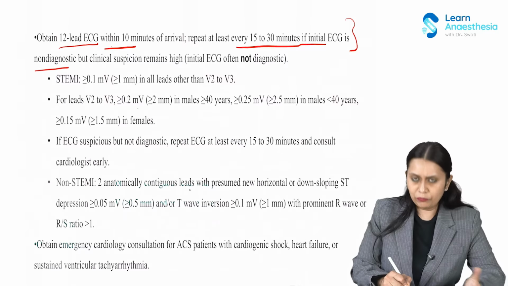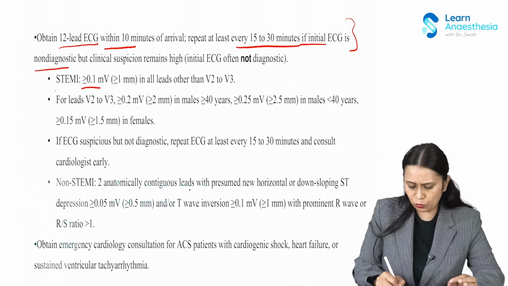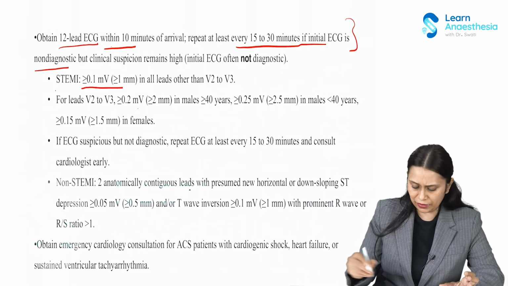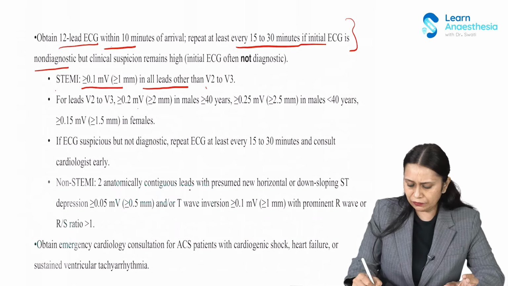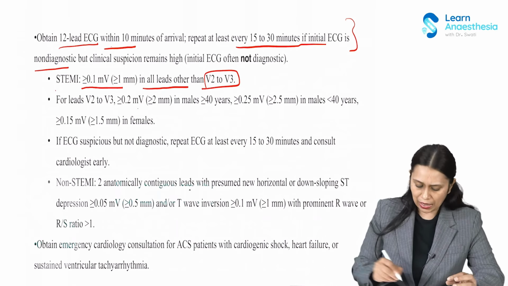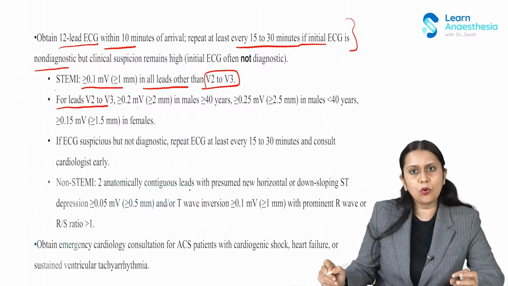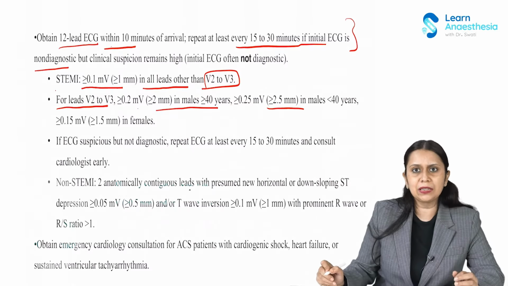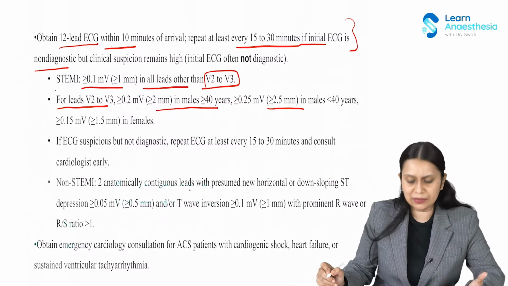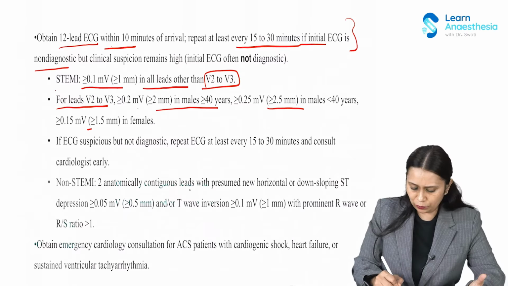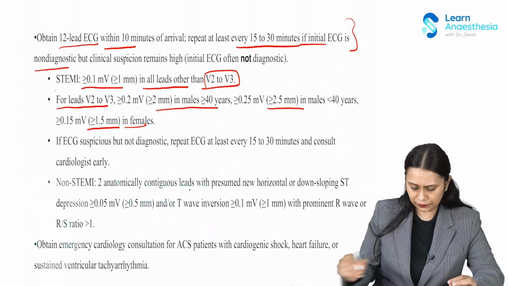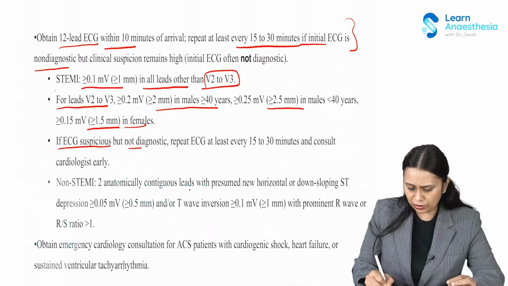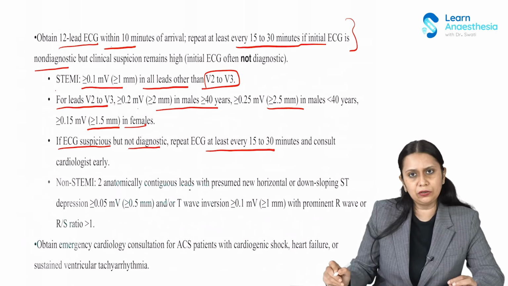Now, we diagnose STEMI, that is ST-elevation myocardial infarction, if there is more than 0.1 millivolt, or more than 1 mm, elevation in all leads other than V2 and V3, right? And for leads V2 and V3, we need more than 2 mm of elevation in males above 40 years, more than 2.5 mm in males less than 40 years of age, and more than 1.5 mm elevation in females. If the ECG is suspicious but not diagnostic, repeat the ECG every 15 to 30 minutes and consult the cardiologist as early as possible.